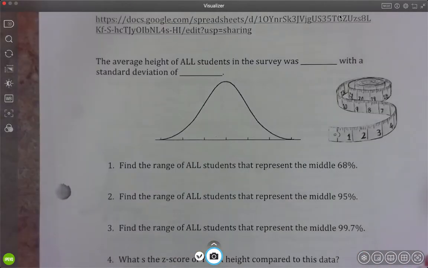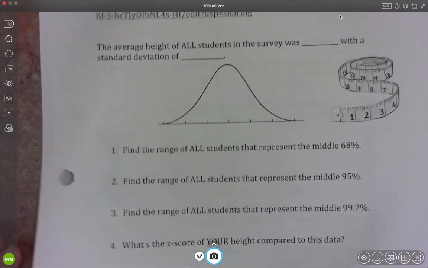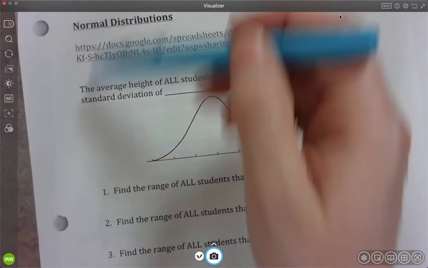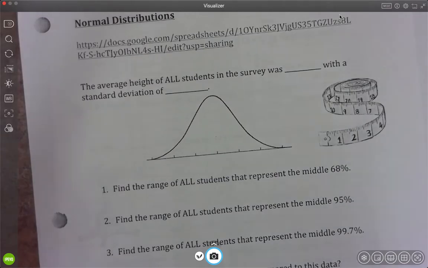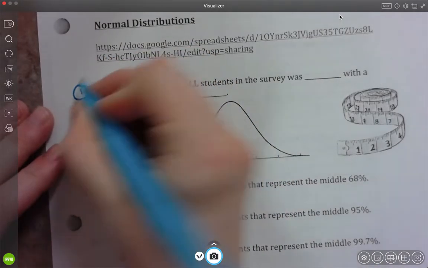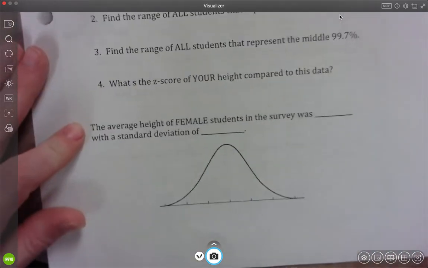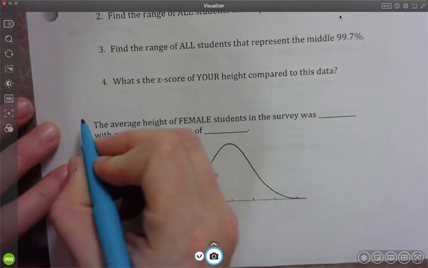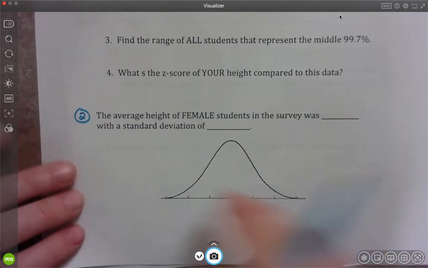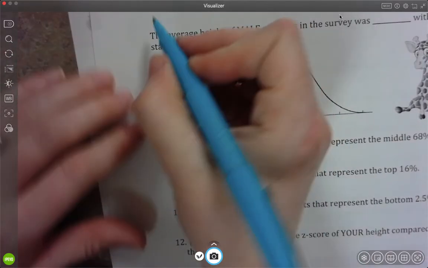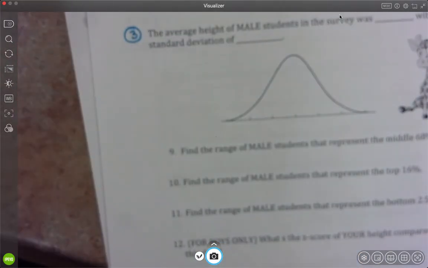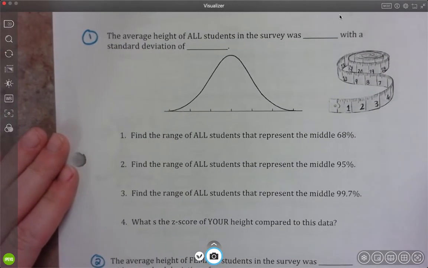Okay. From this normal distribution sheet, there are 3 parts to it. Part 1 starts with the average height of all students. Then we go down and talk about the average height of female students, and that's part 2. Then part 3 is on the back side, where it talks about the average height of male students. I'm going to do part 1 entirely with you, and then I'll have you do parts 2 and 3 on your own, but you'll get an idea.